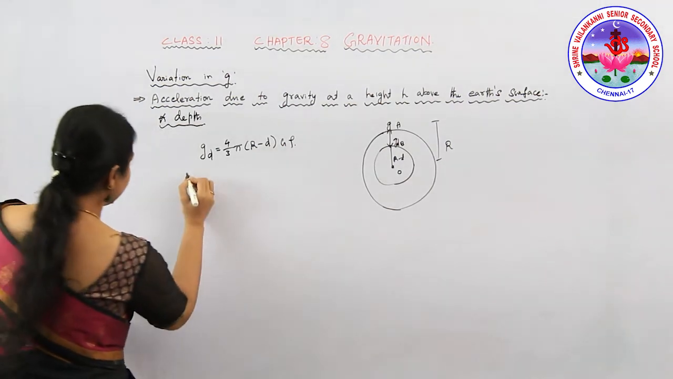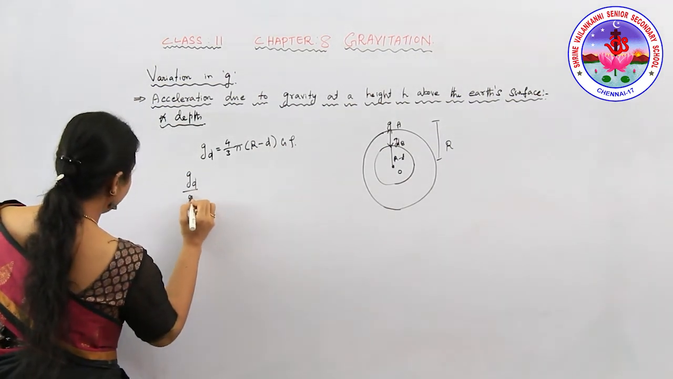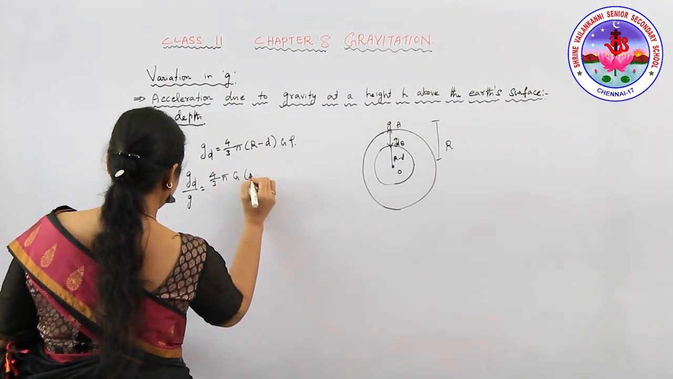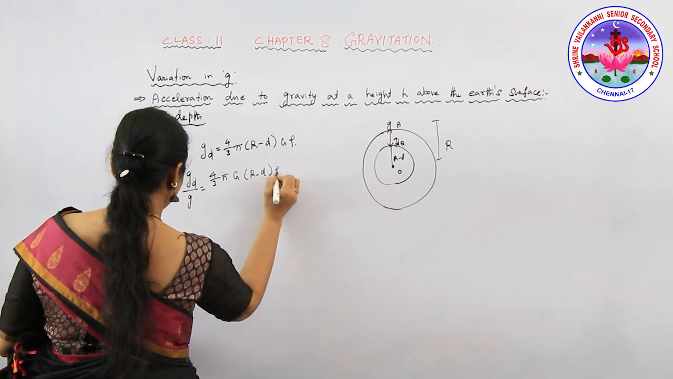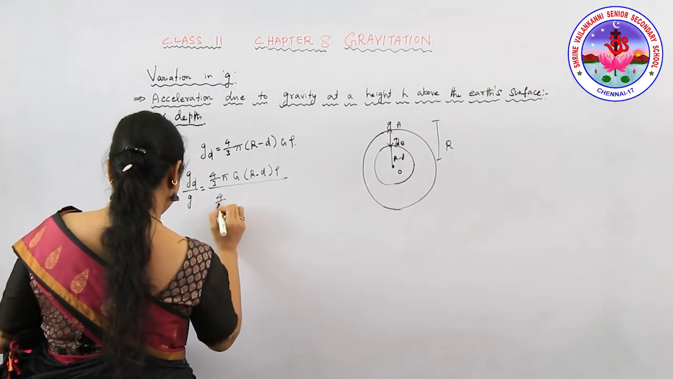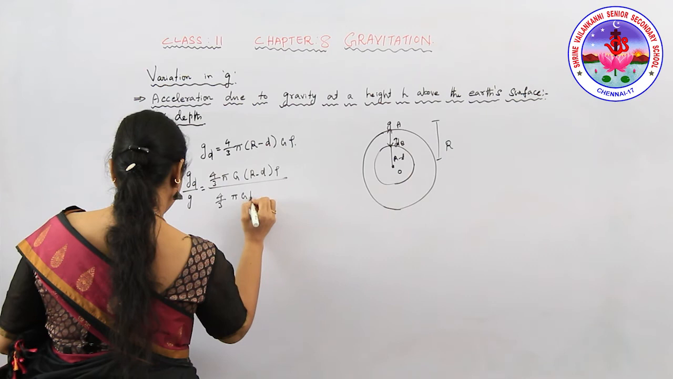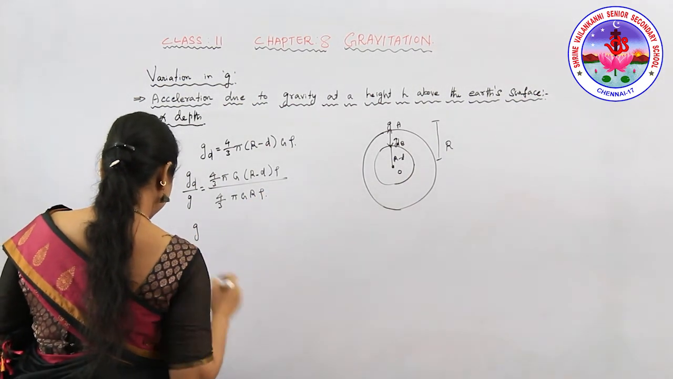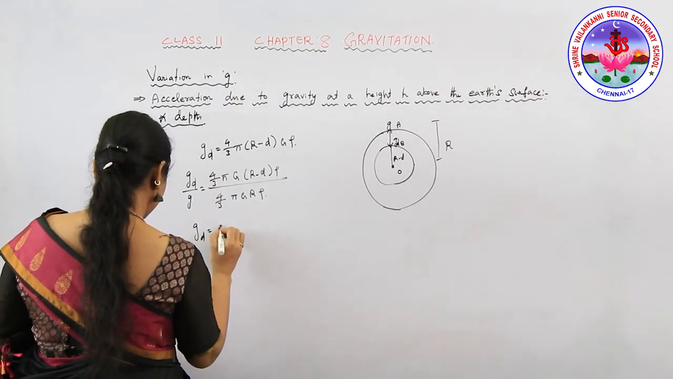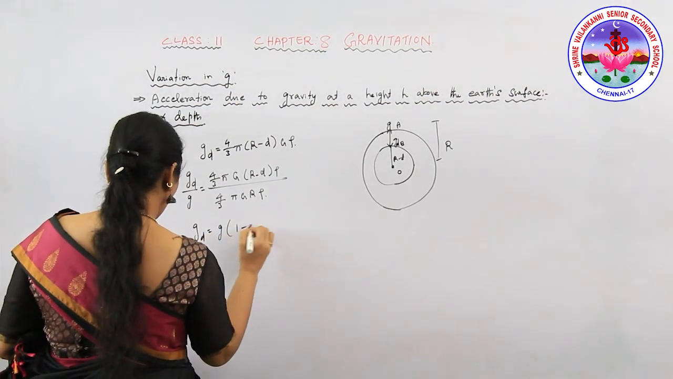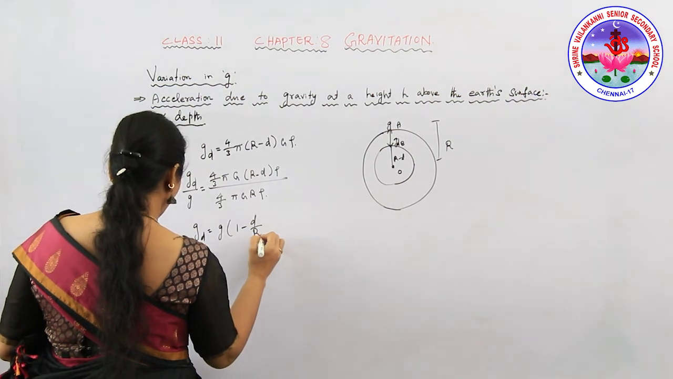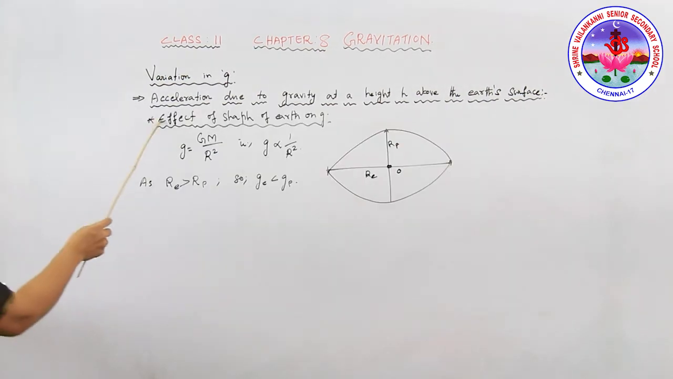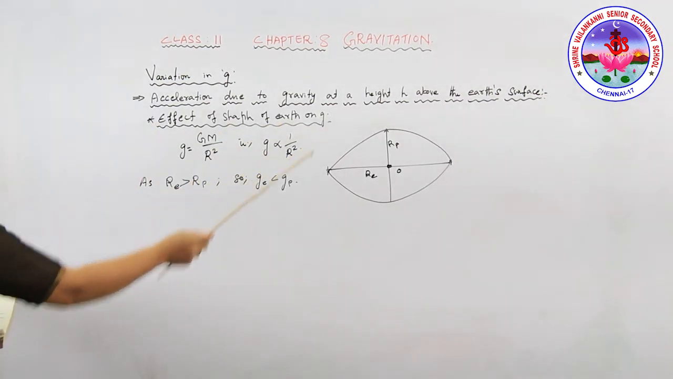Here we are comparing gd by g. gd by g is equal to 4 by 3 pi G (R minus d) rho divided by 4 by 3 pi G R rho. By simplifying this, you will get gd equal to g into (1 minus d by R). So this is the value for the depth.